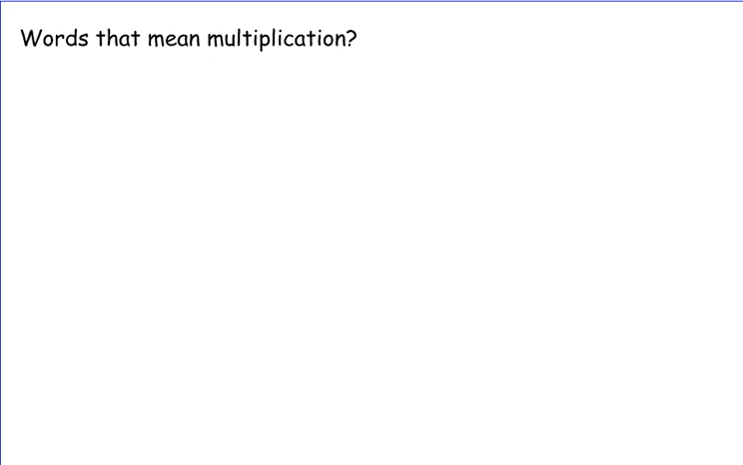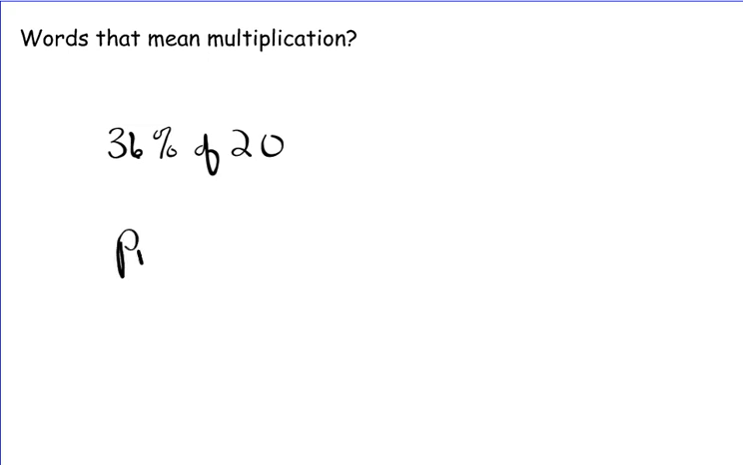Today, we're going to talk about multiplying rational expressions. Now, first thing I want you to do is think about words that mean multiplication. For example, 36% of 20. That implies that we have multiplication going on.